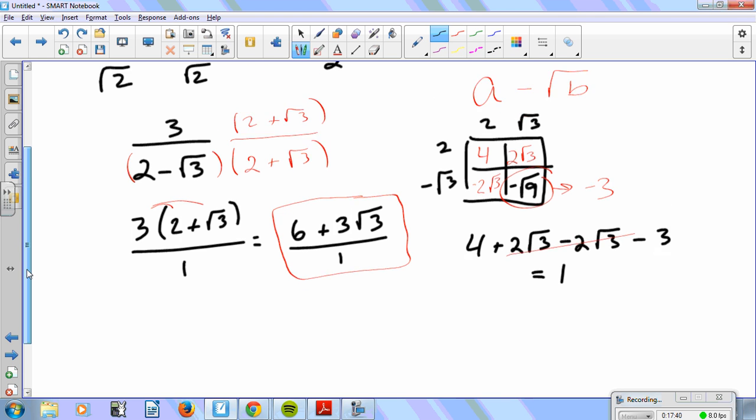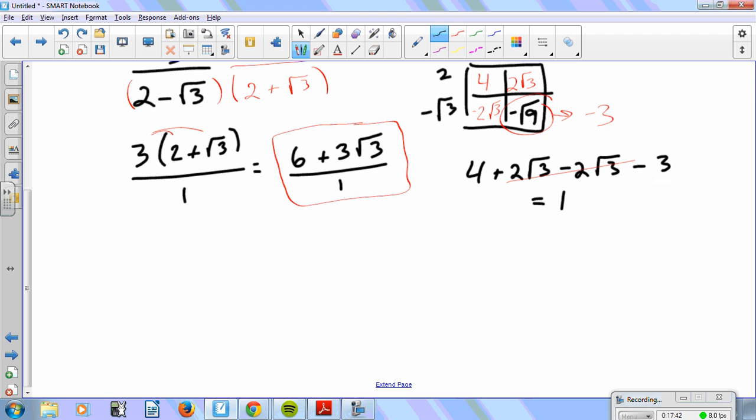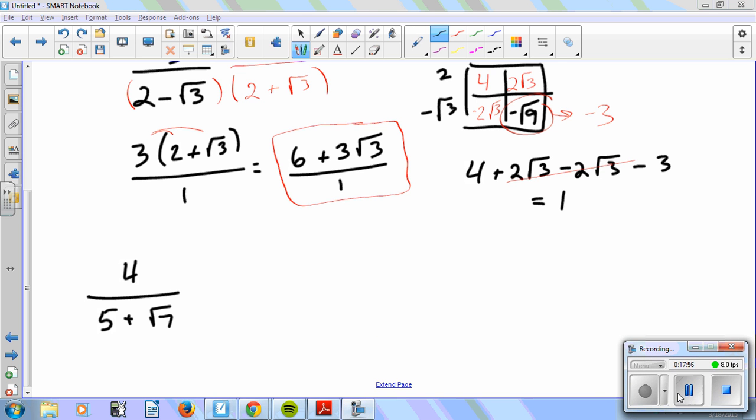So for those in the video, here's one for you. Let's do 4 over 5 plus, this time, the square root of 7. If you're watching the video, pause it now and work through it, and then we will have an answer on the other side of the break.